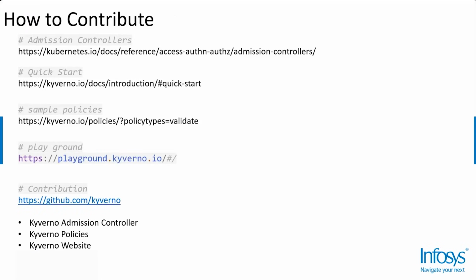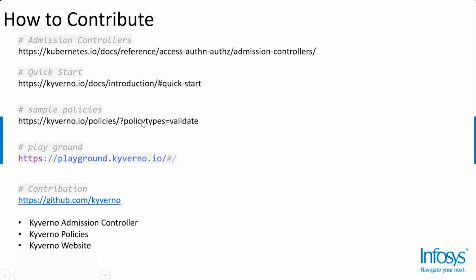If you want to contribute, what do we need to do? You need to understand what Kyverno is. We have given some overview, but if you want a deeper understanding, we suggest you go through this admission controller overview, how the admission controller works in Kubernetes. Then there is a quick start, which will give you some instructions on how to install and use Kyverno. And if you want to play with different types of policies, you can access the Kyverno policies website.